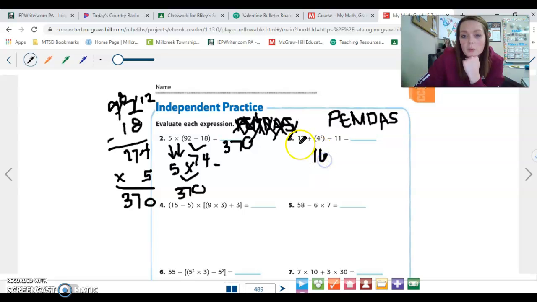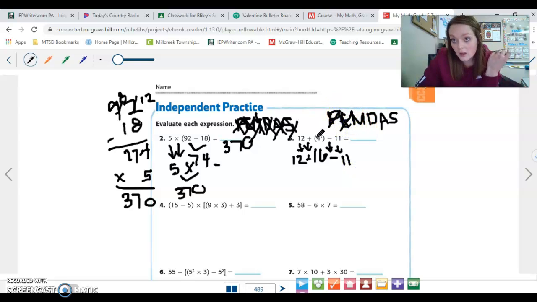I'm going to bring down the rest of my equation. My 12 and my plus sign, my subtraction sign, and my 11, because that does not go away. I just need to rewrite it. Cross that out. Did exponents with parentheses. That counts. Cross it out. Do I have any multiplication? I have an addition sign and a subtraction sign. Cross it out. Division? No. Addition? Yes. 12 plus 16 gives me 28.